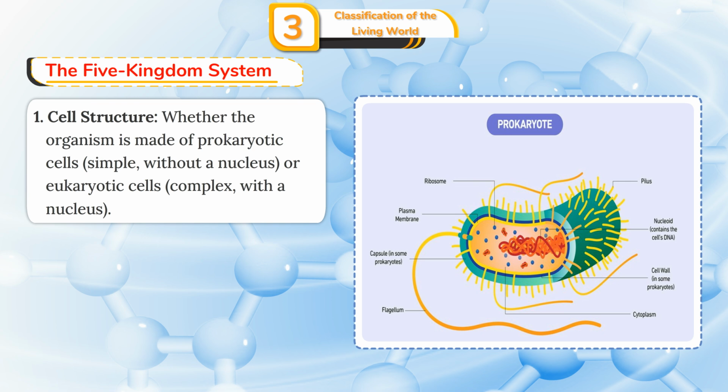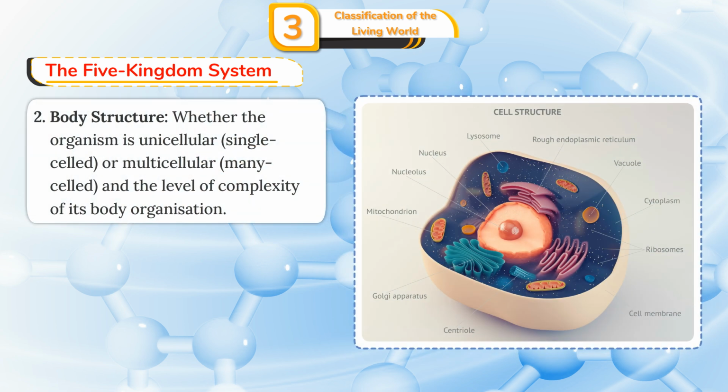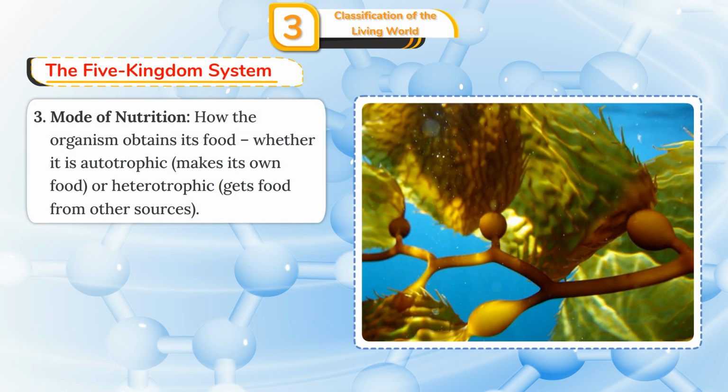1. Cell structure. Whether the organism is made of prokaryotic cells, simple, without a nucleus, or eukaryotic cells, complex, with a nucleus. 2. Body structure. Whether the organism is unicellular, single-celled, or multicellular, many-celled, and the level of complexity of its body organization. 3. Mode of nutrition. How the organism obtains its food, whether it is autotrophic, makes its own food, or heterotrophic, gets food from other sources.